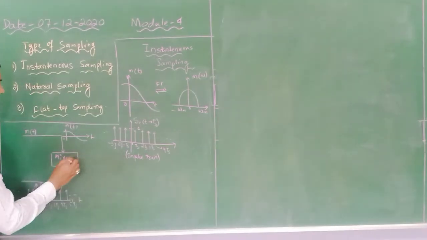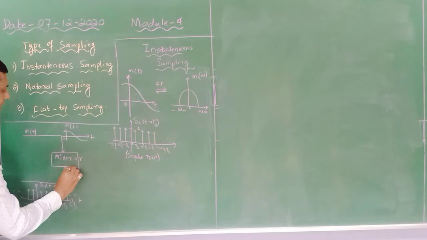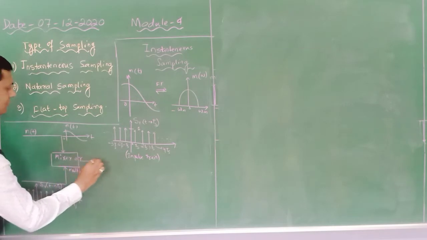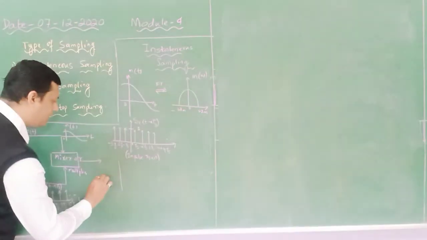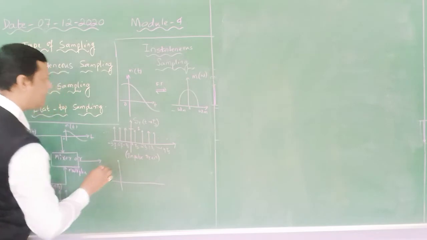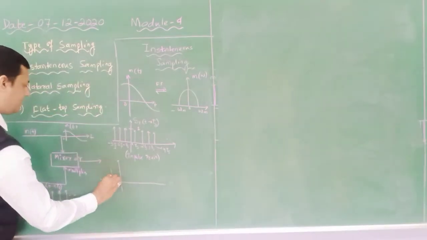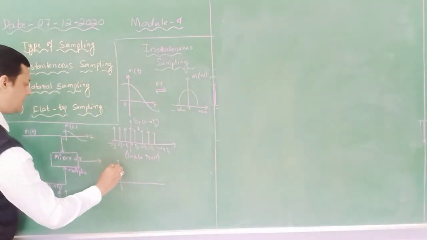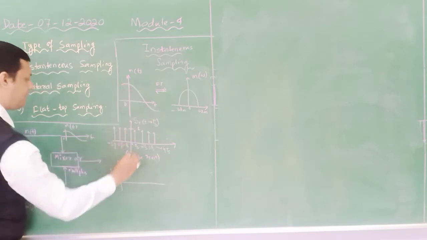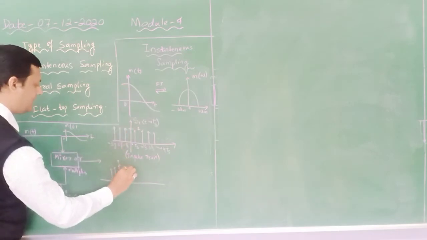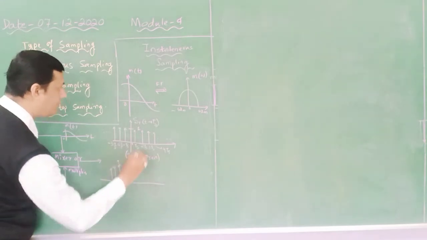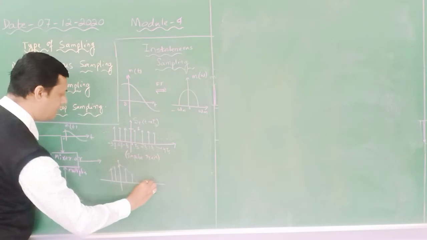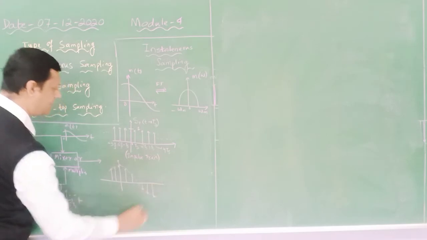the output of this multiplier will be the instantaneous sample signal. Now you can see here, this is one sample, this is another sample, this is one peak value, then here it is decreasing, here it is decreasing. Like this. So this is one, and this is one.